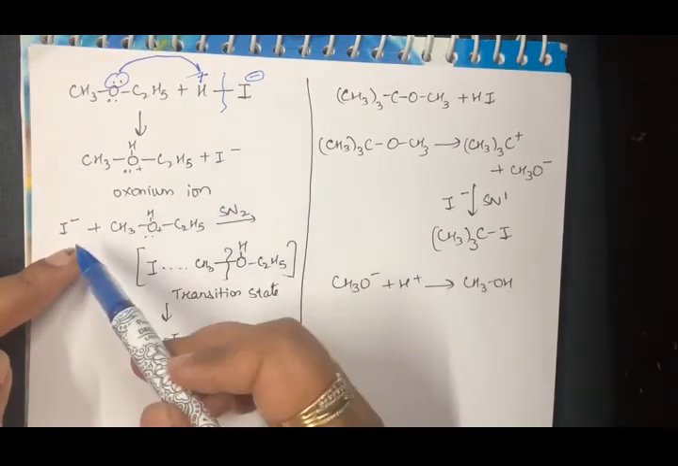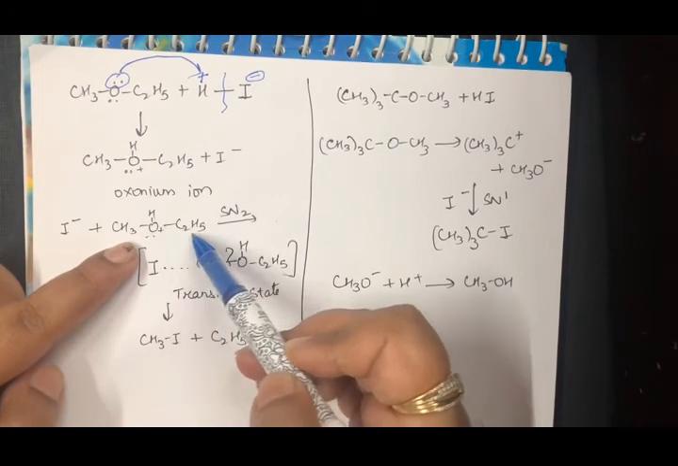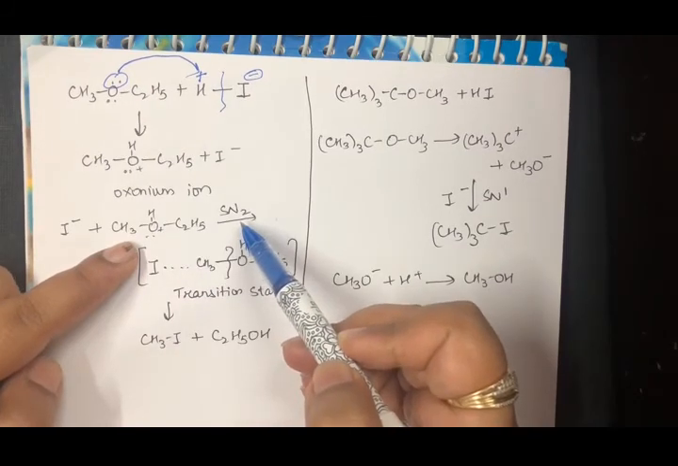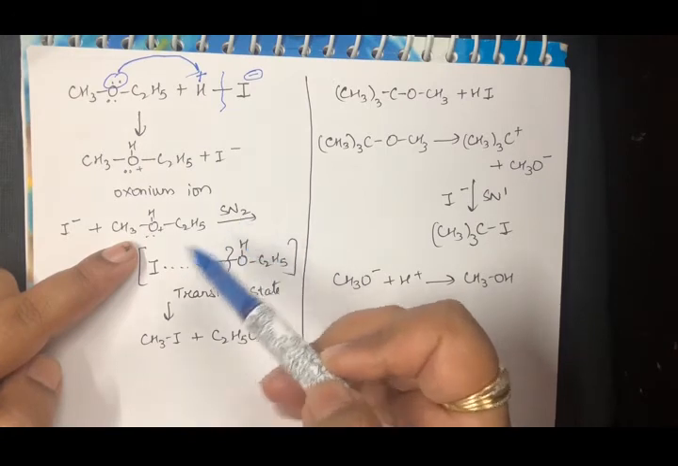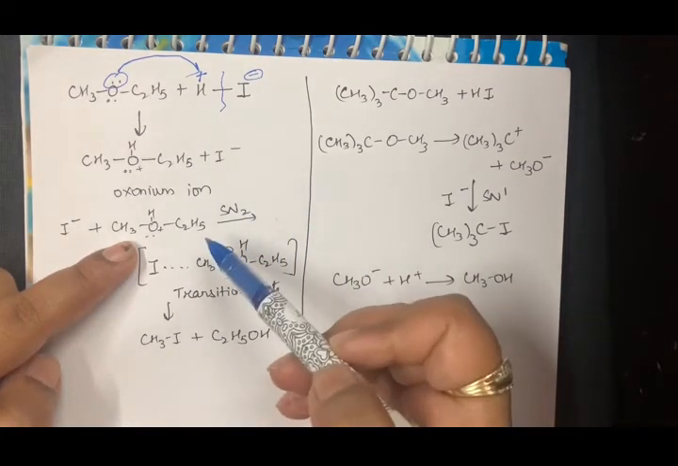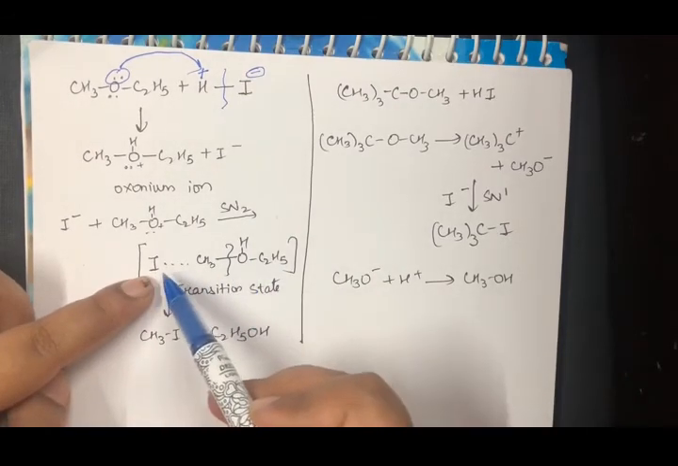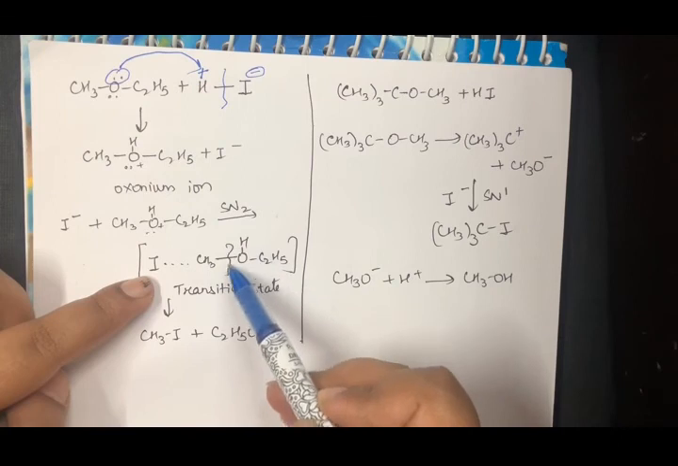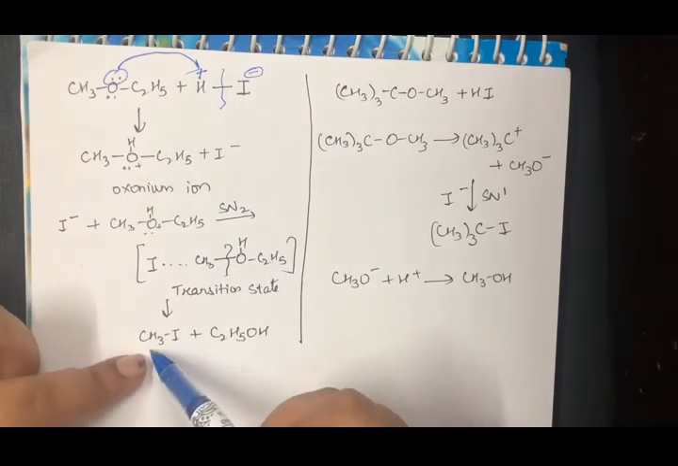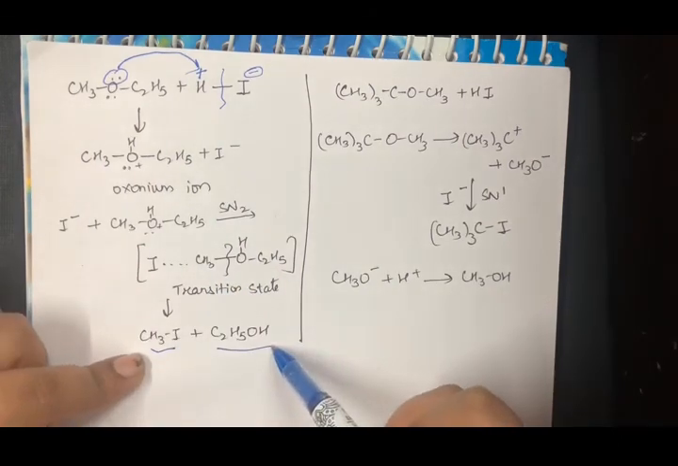When my nucleophile now attacks this compound, it will undergo an SN2 mechanism. Remember, SN2 mechanism is one which occurs in one step, where the leaving group has not left yet, but the attacking group has got attached here. So iodine will now attack here. Once this attaches here, this will break from here because this is a smaller group. This will be CH3I and this would be C2H5OH.